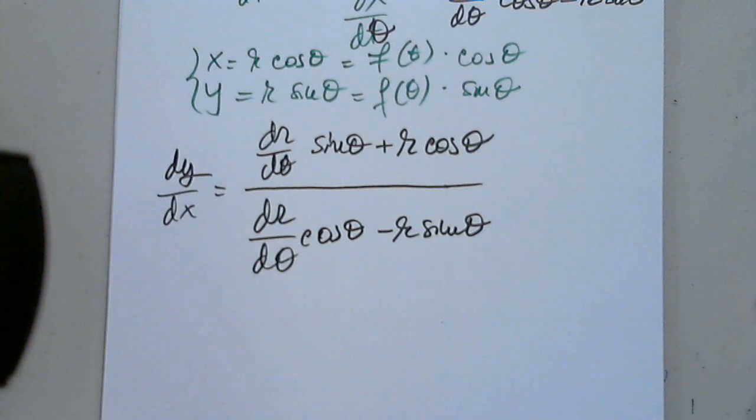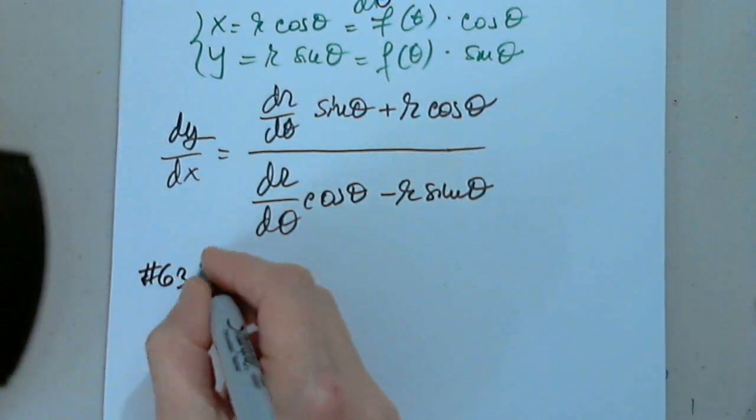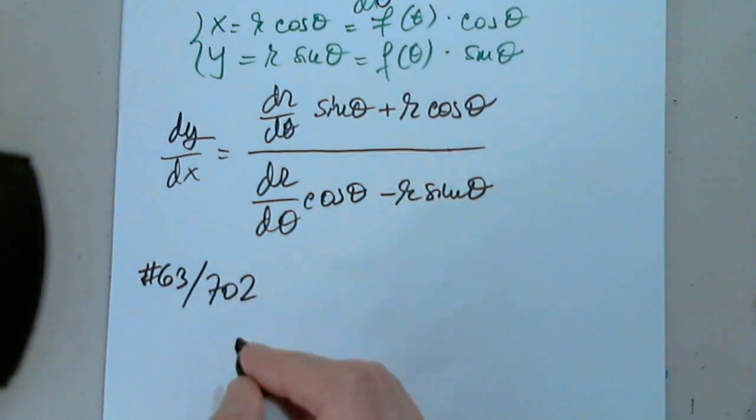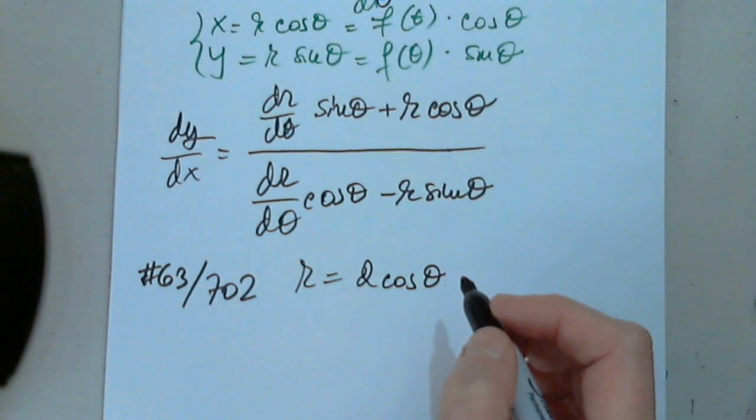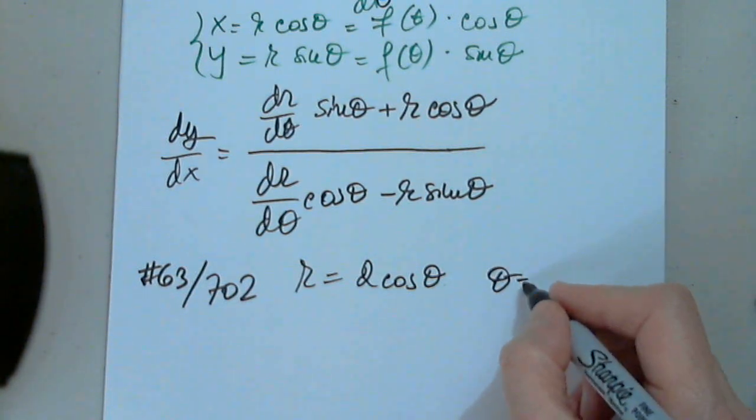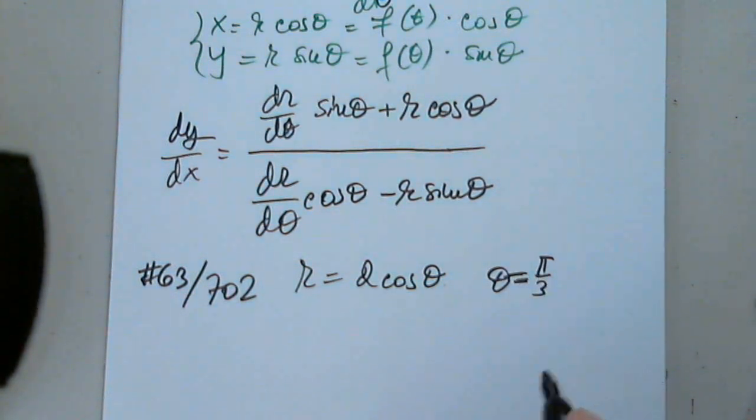So let's start with 63 on page 702. We have r equals 2 cosine theta, and theta equals pi over 3. And we're told find the slope, just the slope, of the tangent line to the given polar curve at the point specified by the value of theta.